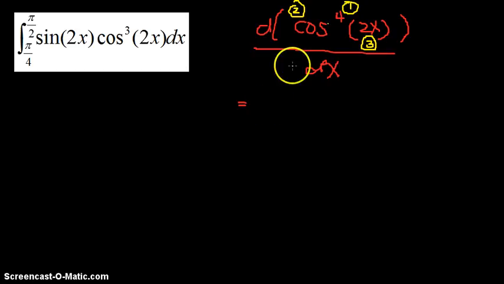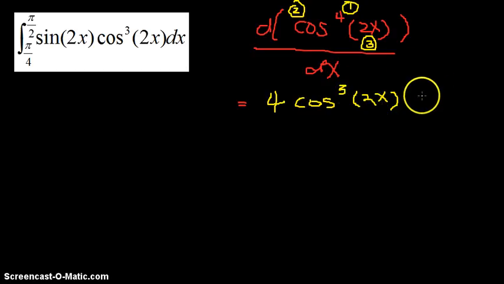Let's do that. The first one is the power function, so I'll bring the 4 down to the front, and then cosine of 2x, but not to the power of 4 anymore. It's actually power of 3. That's the power function done.